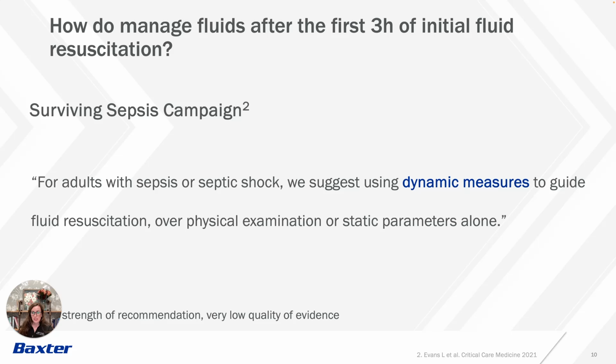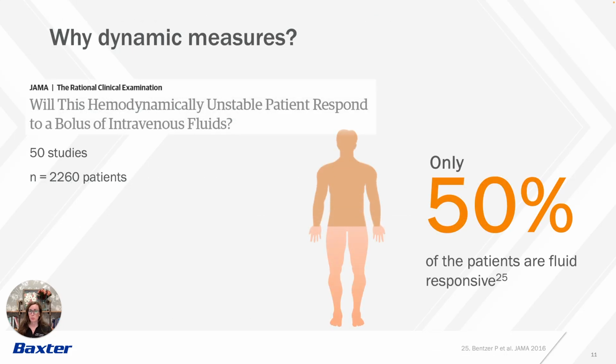Another Surviving Sepsis campaign guideline update. So for adults with sepsis or septic shock, we suggest using dynamic measures to guide fluid resuscitation over physical examination or static parameters alone. So a static parameter in this case would be something like a blood pressure. And no one's suggesting we take away blood pressure. I think that's just silly. But I do think we need to understand the differences between pressure and flow. And we also need to understand how blood pressure is a late indicator that a worsening or developing perfusion problem is actually occurring in the body.